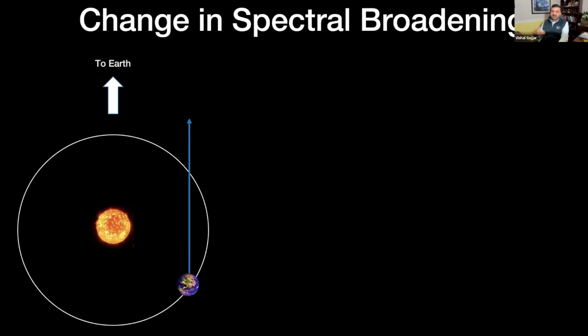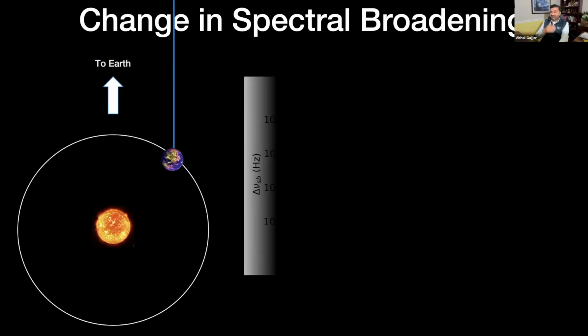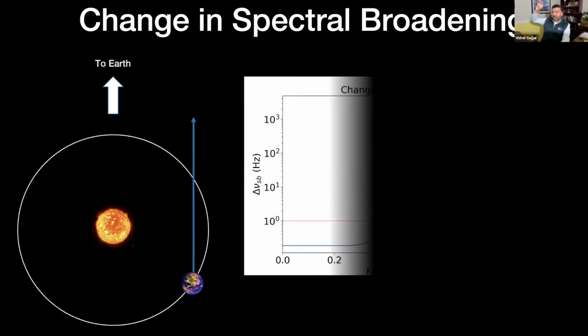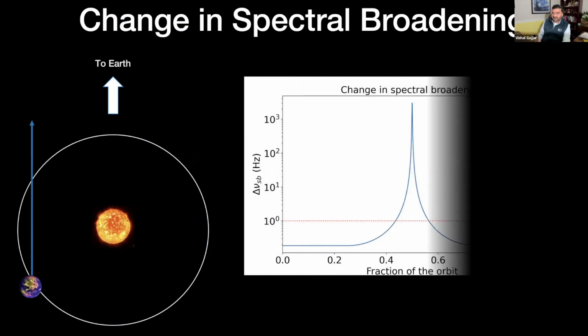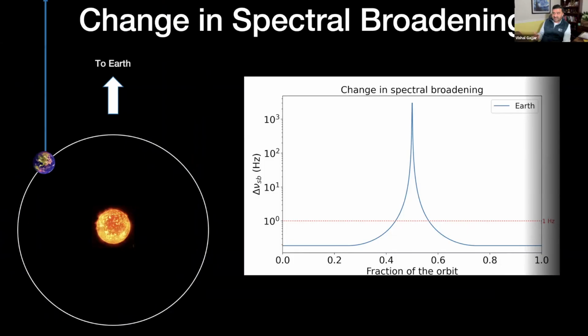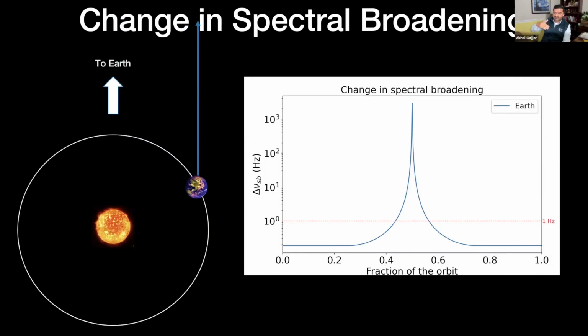And we assume different kinds of orbital parameters and different places where the planet can exist, right? When we look at a system, the planet could be anywhere around the star. And as you can easily imagine, if the planet is behind the star, the expected spectral broadening is going to be way, way higher.